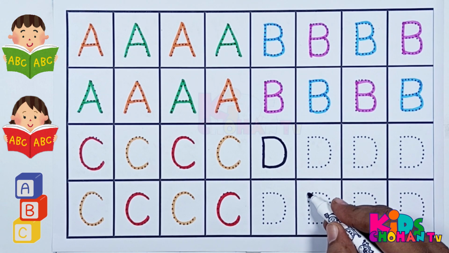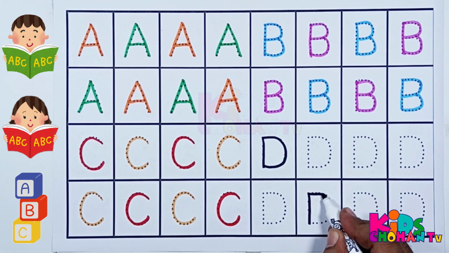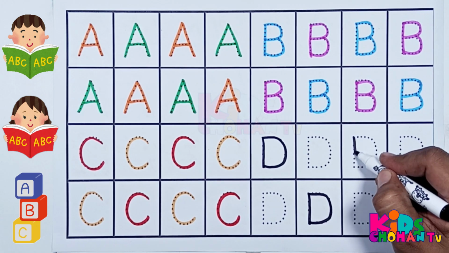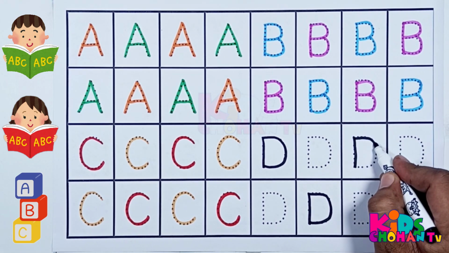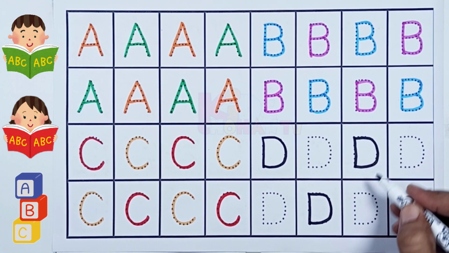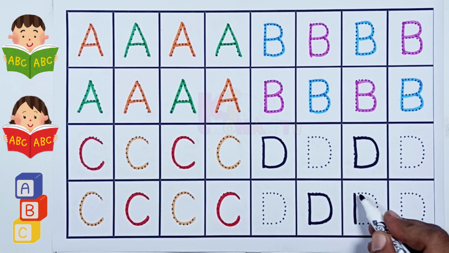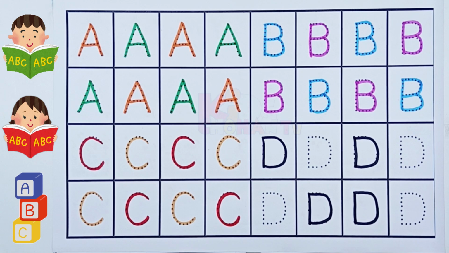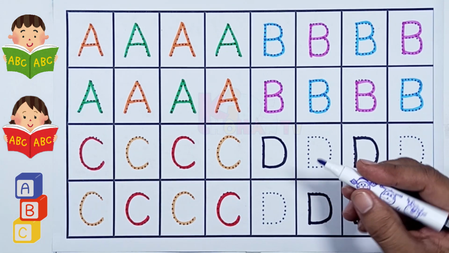D. D for dog. D for dinosaur. Violet color.